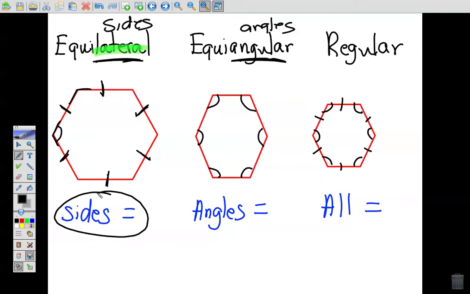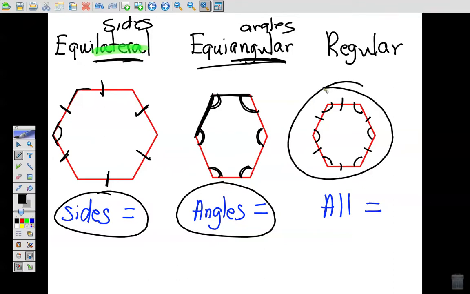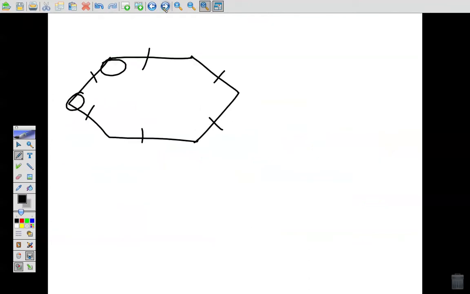Sides are equal. Equiangular means all the angles are equal. Notice all these have the same angles, but all the sides aren't. You can certainly see that this side isn't the same length as this side. So equiangular, all angles are equal, all the sides are not. Now how about if all sides are equal and all angles are equal? That's what we call a regular figure. So try to use what I said, lateral meaning sides, angular meaning angles, and so on to remember these.